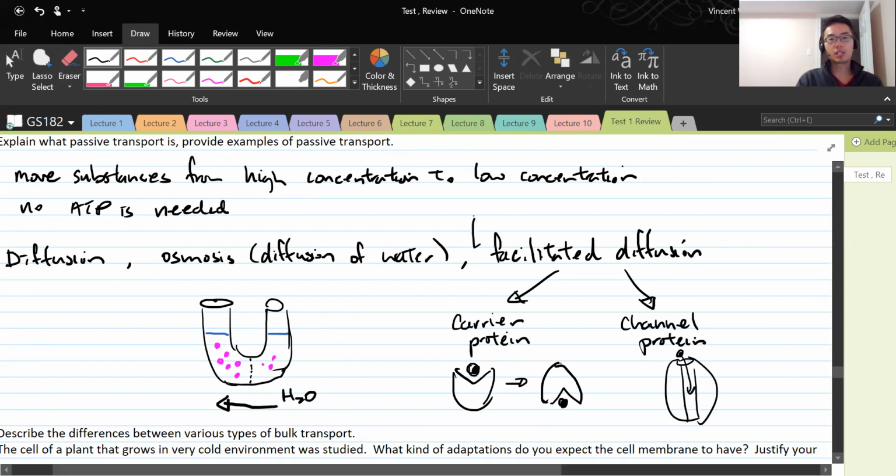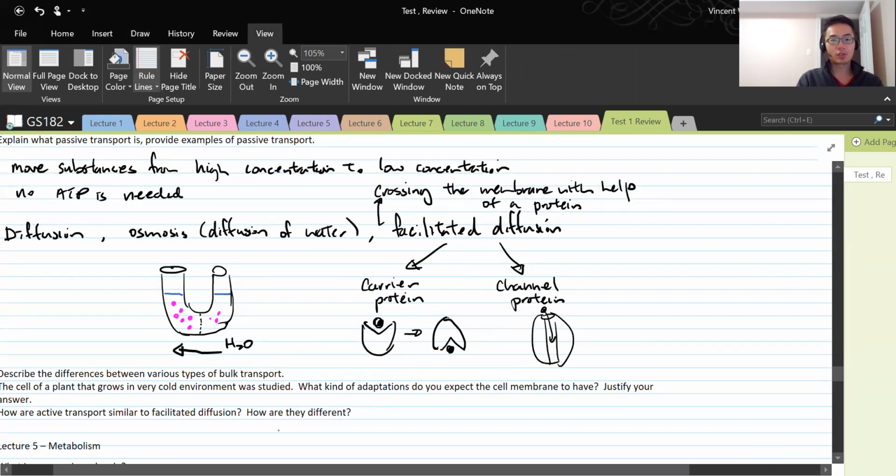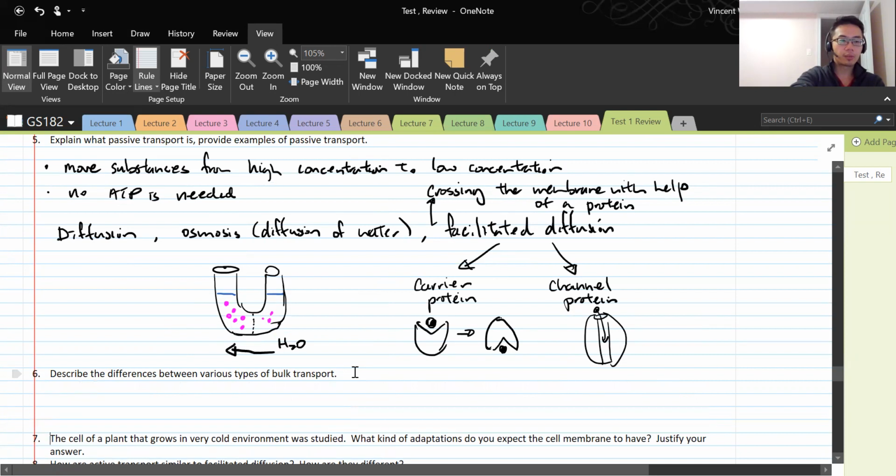Okay, so facilitated diffusion is crossing the membrane with help of a protein. Okay. Also, no ATP is required. Okay, these are going down its concentration gradient. It's just that they are too big or they are charged, and so there's no way for them to cross the phospholipid bilayer on their own. That's why they need to have the membrane protein. Okay, so those are all the examples of passive transport that we talked about.